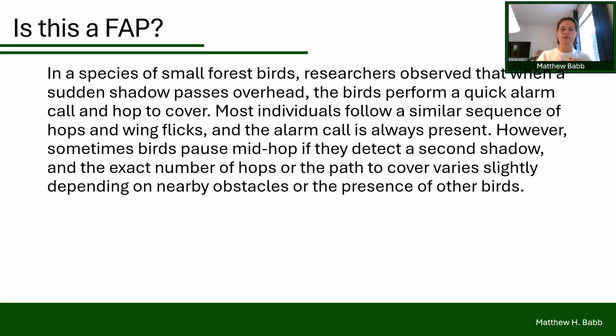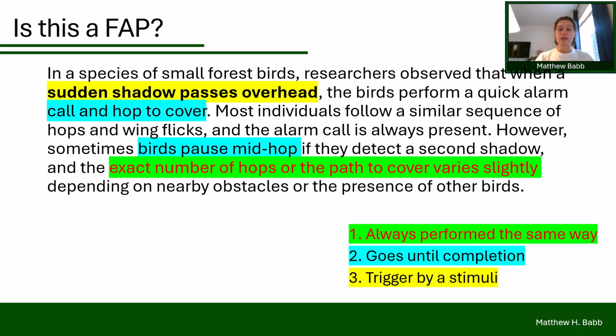Now, most individuals follow a similar sequence of hops and wing flicks, and the alarm call is always present. However, sometimes birds pause mid-hop if they detect a second shadow, and the exact number of hops or the path to cover varies slightly depending on the nearby obstacles or even the presence of other birds. And so I'll pause for a quick second and ask, is this an example of a fixed action pattern? The answer is no.